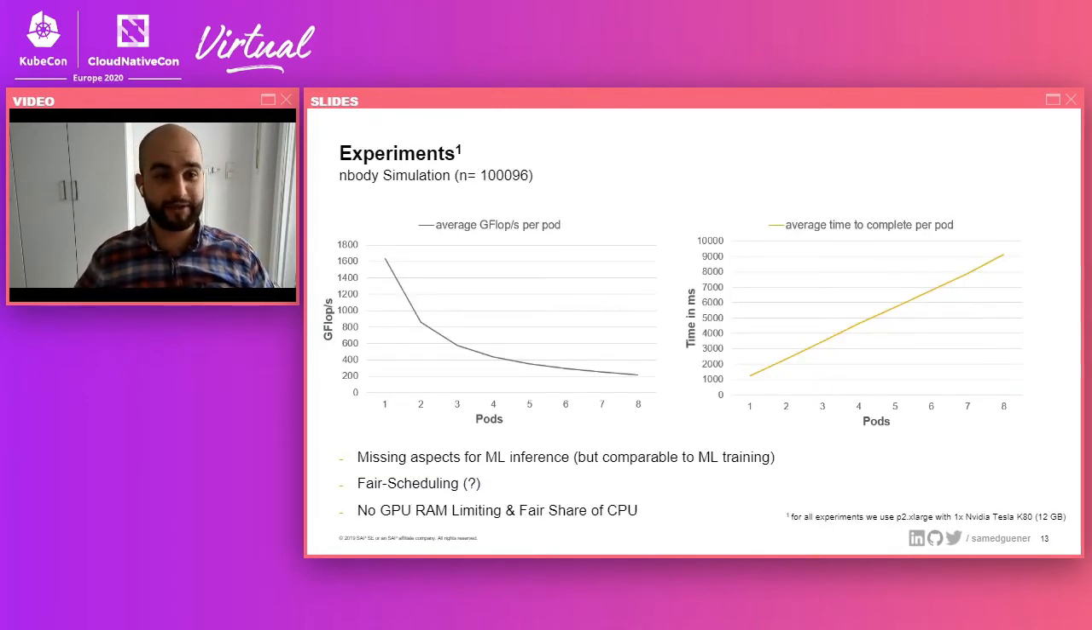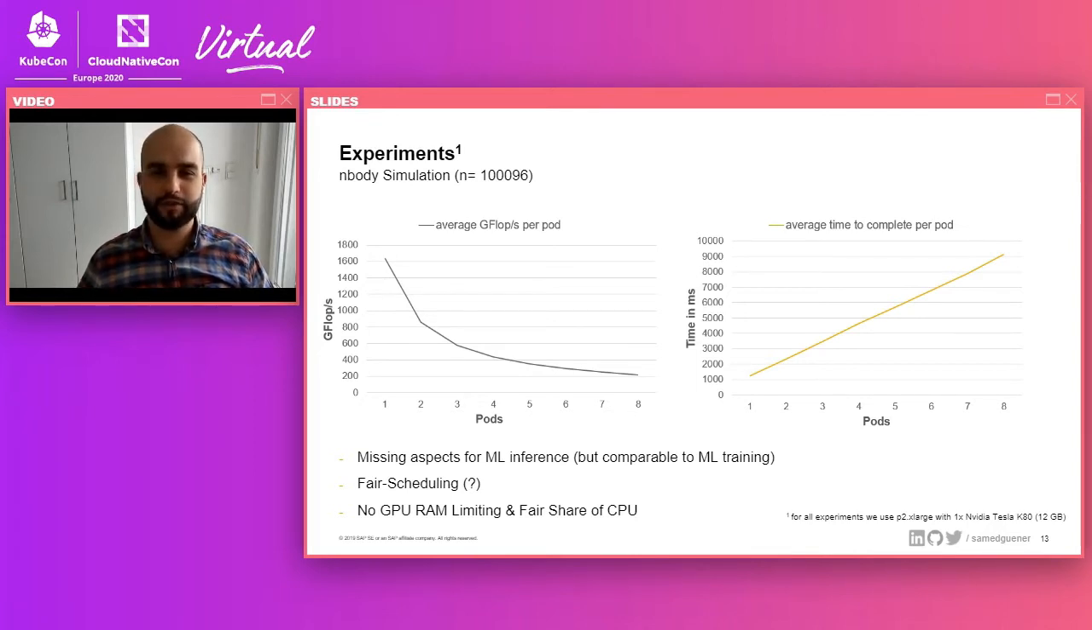In the first experiment, we do the well-known n-body simulation. While it is not really comparable to machine learning inference, it still gives us some insight on how the work might be distributed internally. And amazingly, to the left, we can see that the GFLOPS per second are distributed evenly with every pod we just added. This fair scheduling is also confirmed by our data to the right, where the amount of time for an experiment to finish grows linearly with the number of pods accessing a vGPU.